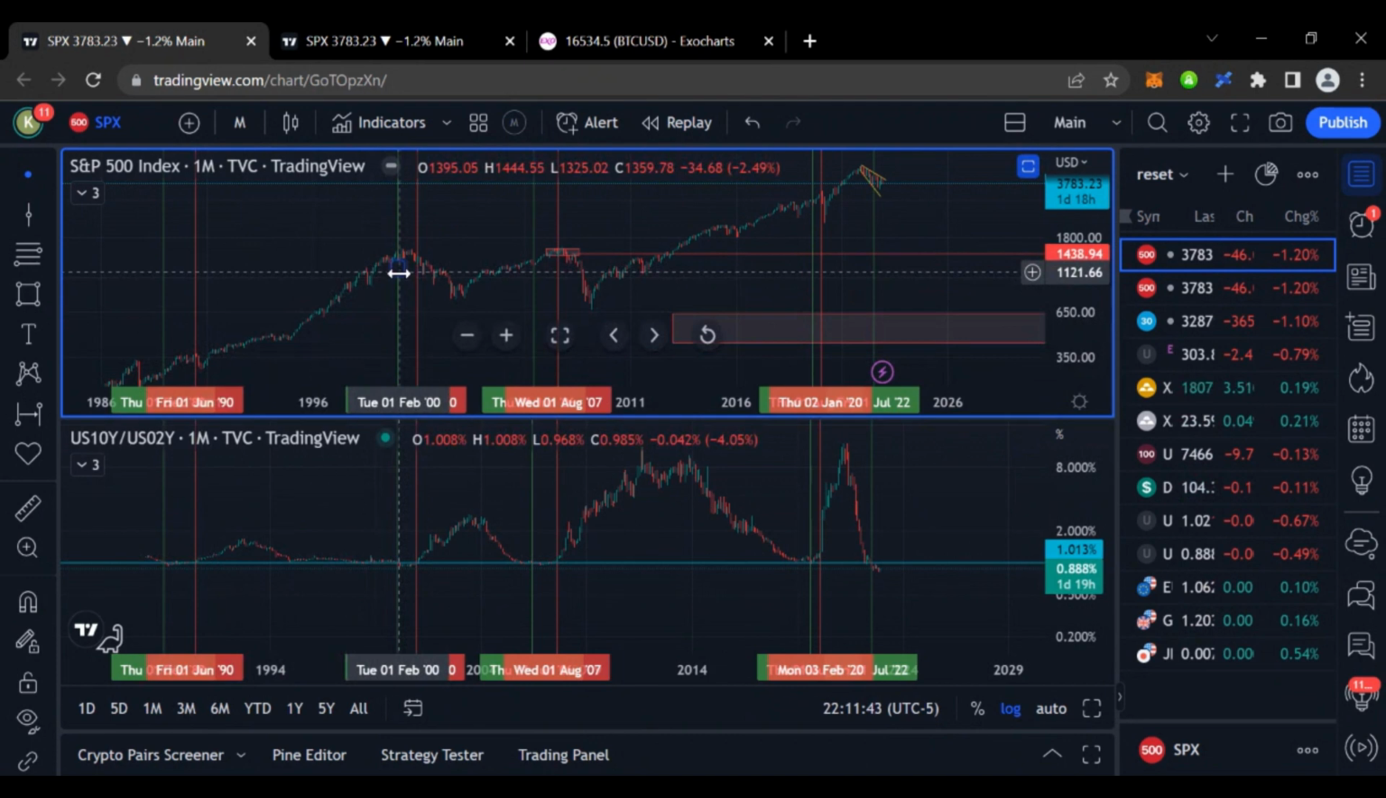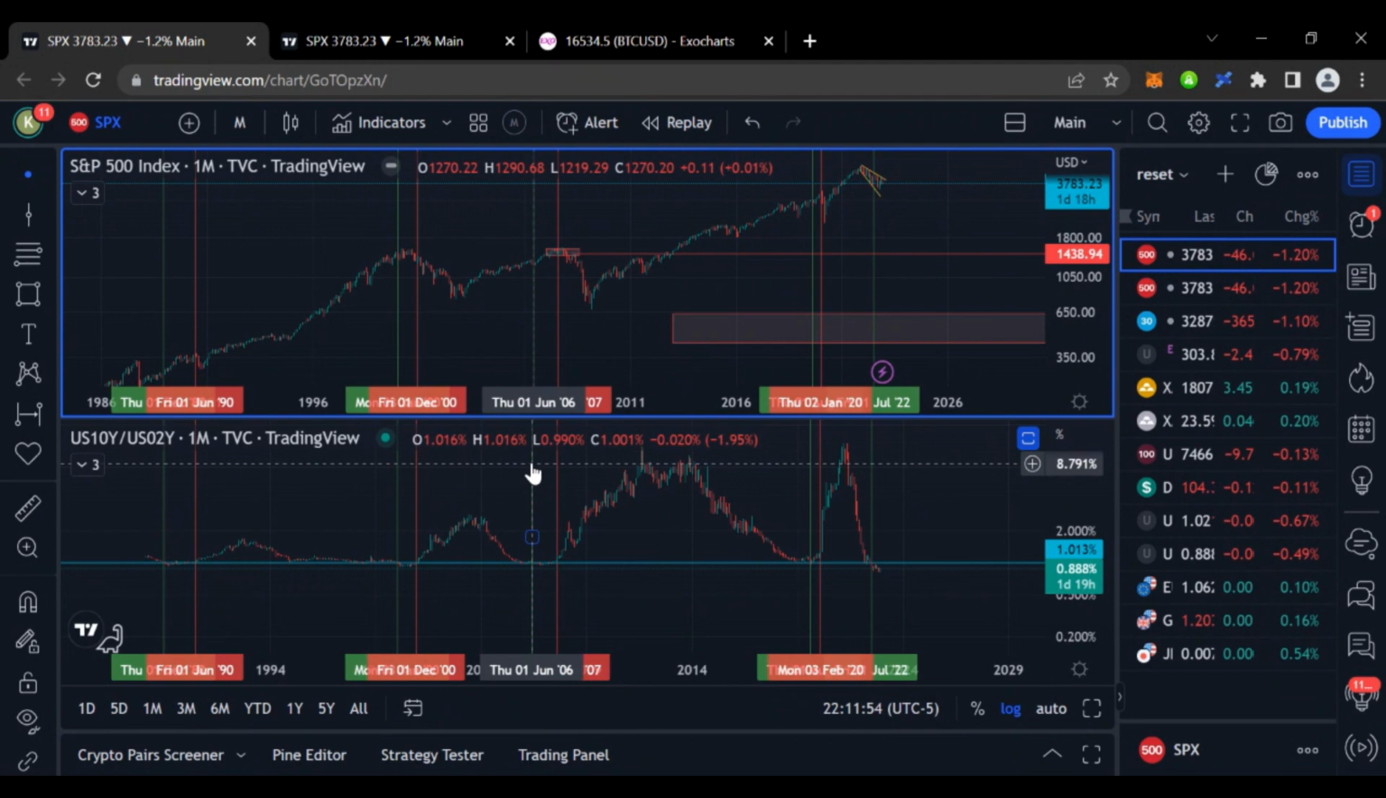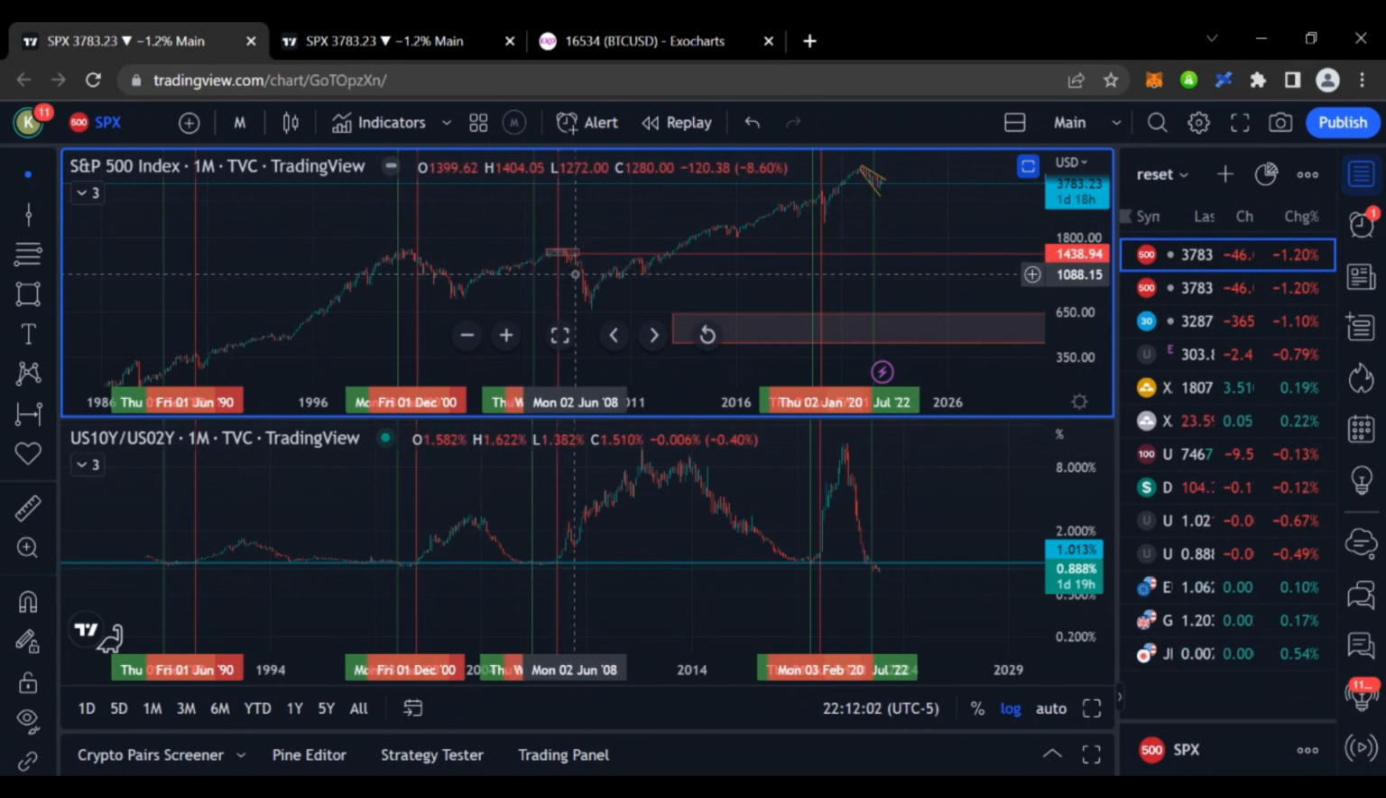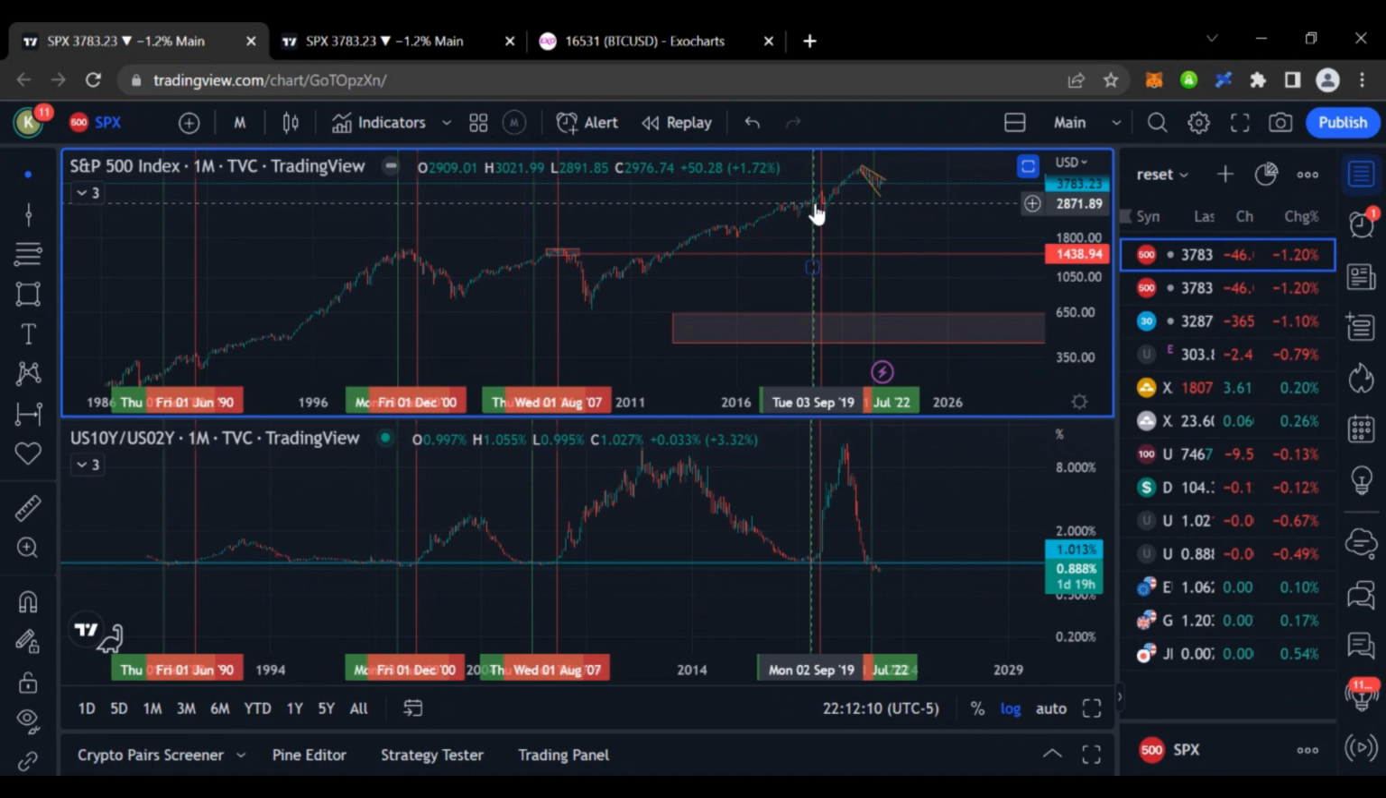We can see the same thing happened in the year 2000. We had an inversion, then the reversion and a sharp move down. We had the same thing in 2006: we had an inversion of the yield curve, and then in 2007 we started a downtrend in the S&P 500. We had the same thing in 2019, right before the COVID crash. This one went in September of 2019. We had the yield curve inversion very briefly, and then six months later, a nice drop just as the yield curve reverted.